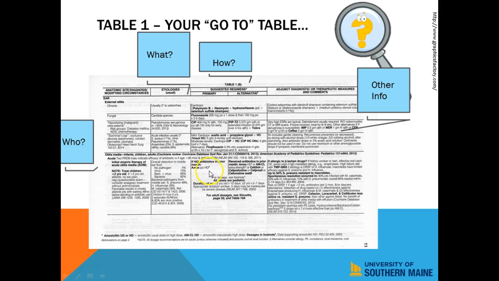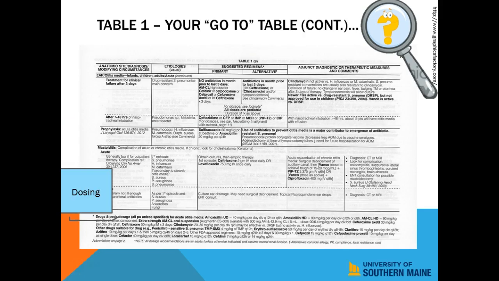So what does that mean? Well, there's a note down below. Amoxicillin is dosed either as UD, usual dose, or high dose. And then there are other notations for some of the other regimens. Further down at the very bottom of the table, we will see, as we open up the page, that the drugs are then outlined in terms of their actual dosage. And this is where we're going to get our guidance in terms of writing a prescription or ordering the prescription through the electronic medical record.